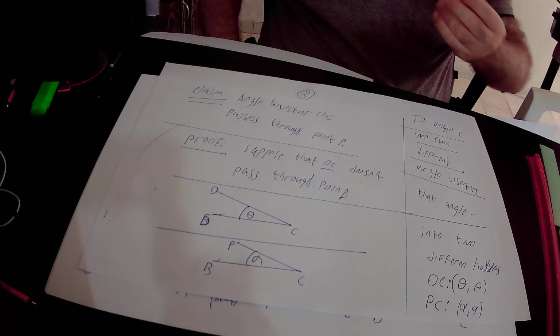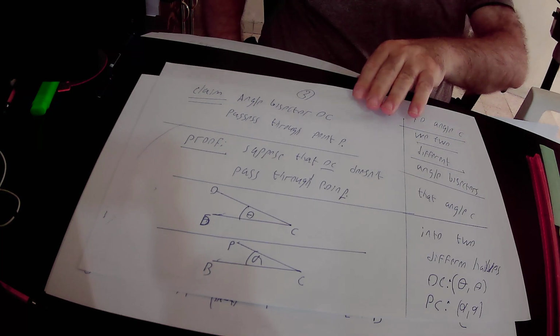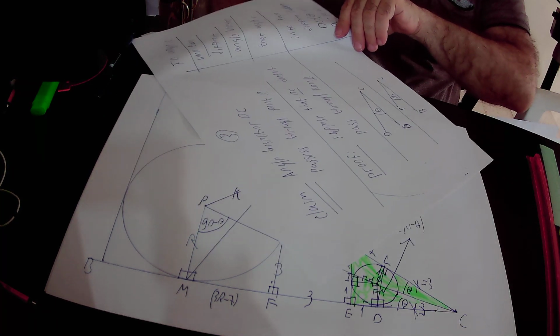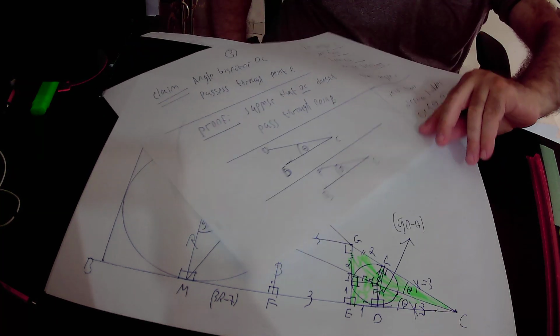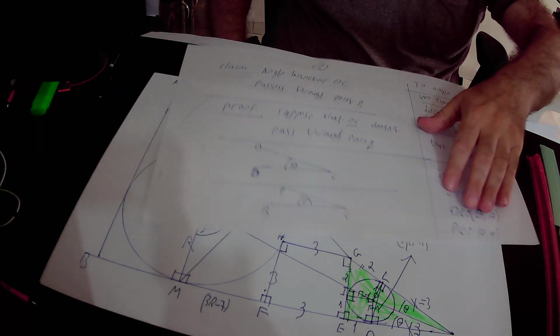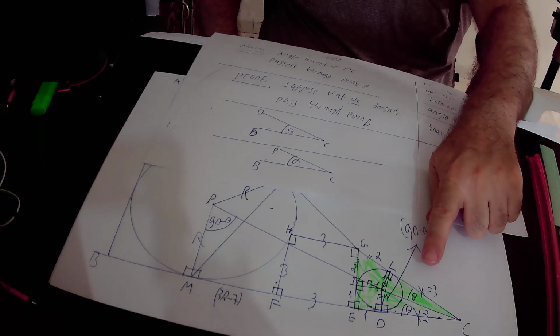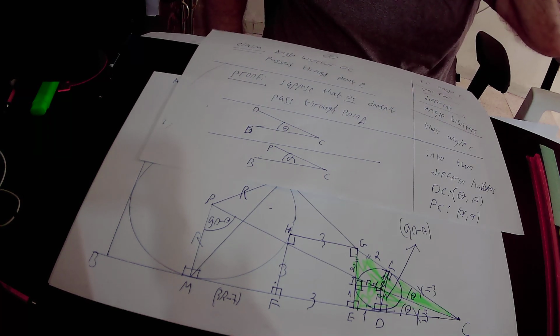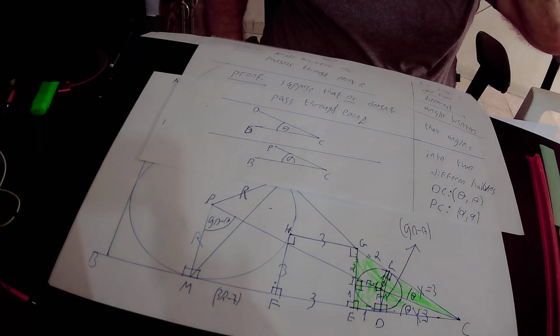That is to say, we assume that the angle bisector OC, or CO, doesn't pass through point P. And then we arrive at a contradiction.